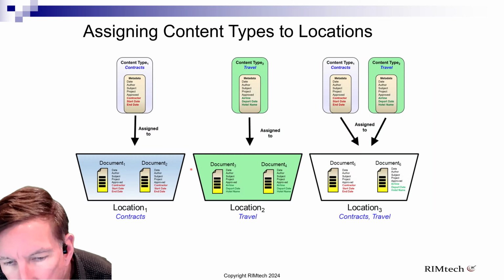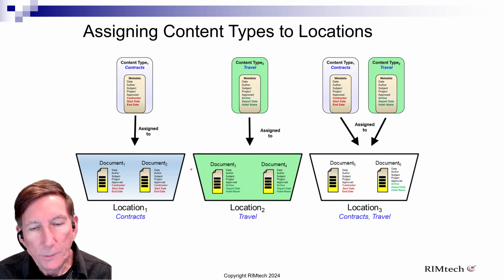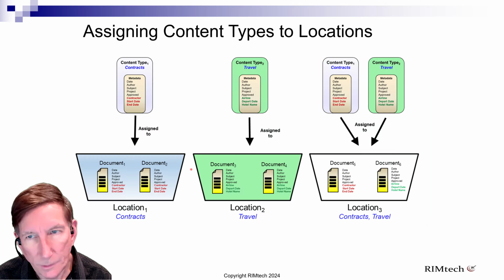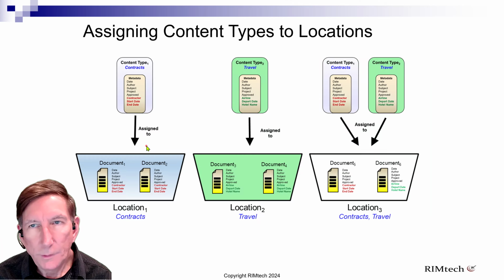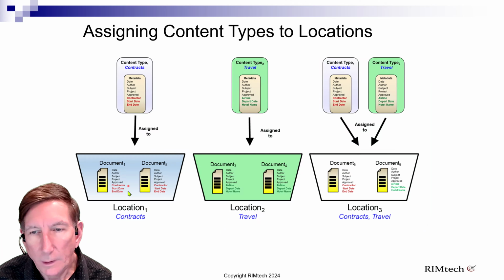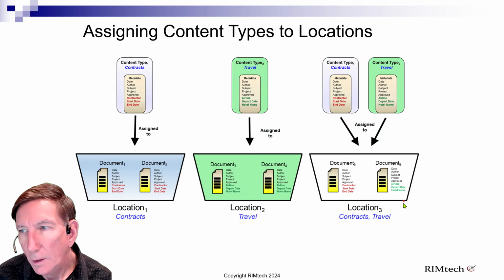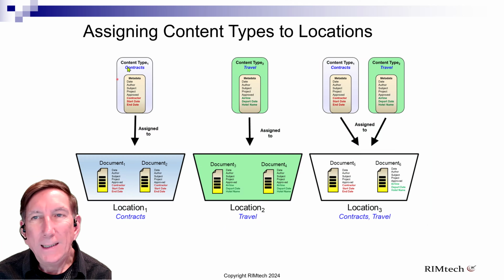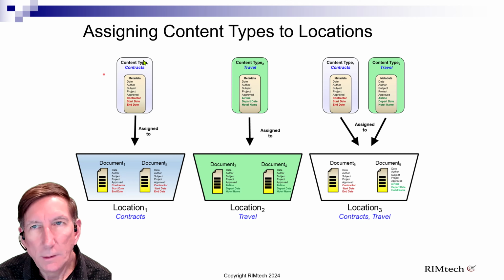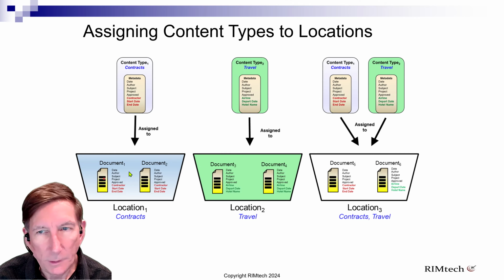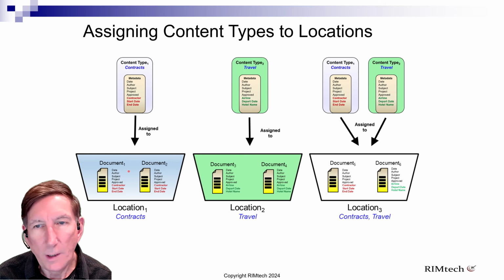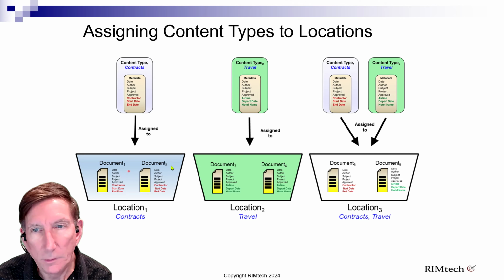Now, in SharePoint, all documents have to go somewhere, and those places I'll call locations. Okay, so locations have names. So here we have 3. Location 1 called contracts, location 2 called travel, and location 3 called contracts, travel. Now, each location is assigned a content type. So therefore, any document you put in that location will have that metadata assigned to it.